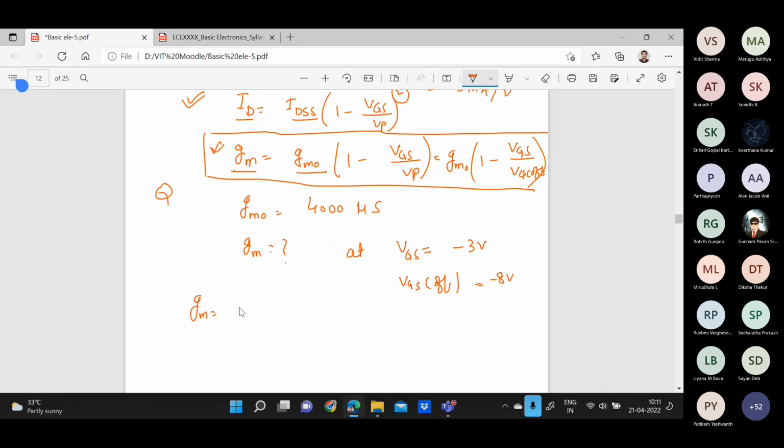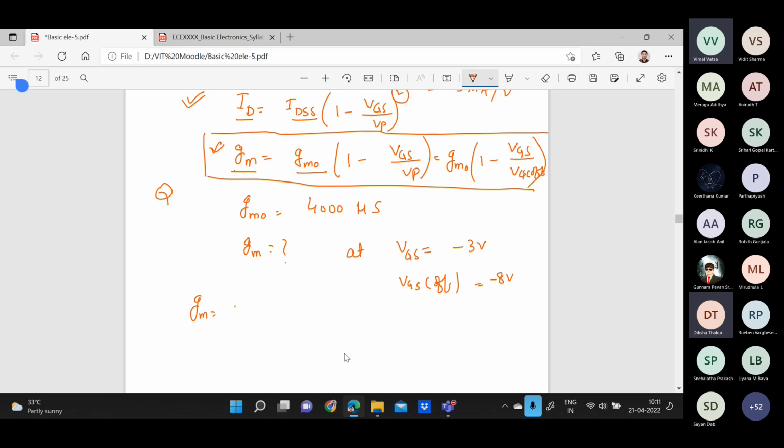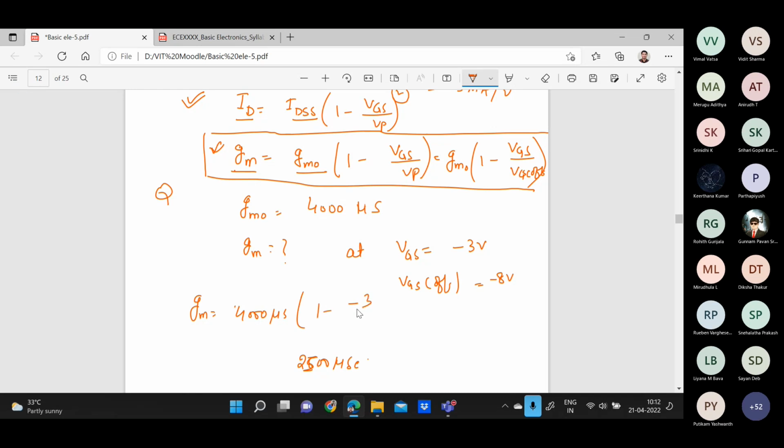Now apply this formula. GM you have to find out. The 2500 microseconds. Yes, 2500 microseconds. So GM will be equal to GMO, that is 4000 microseconds, times 1 minus -3 divided by -8, and that will give you 2500 microseconds, right?